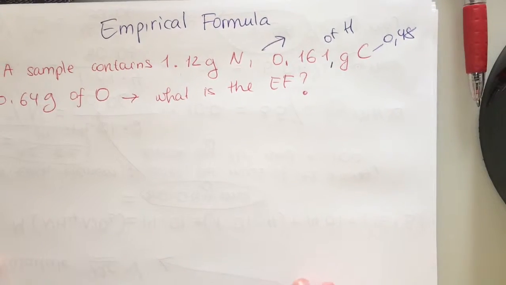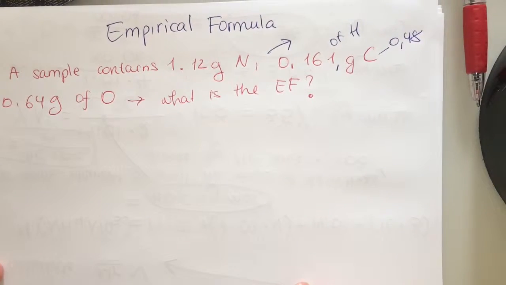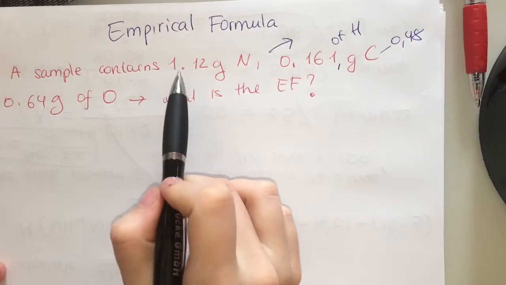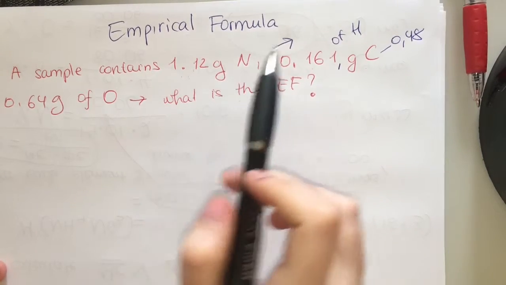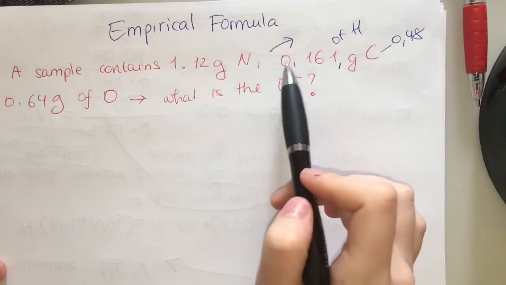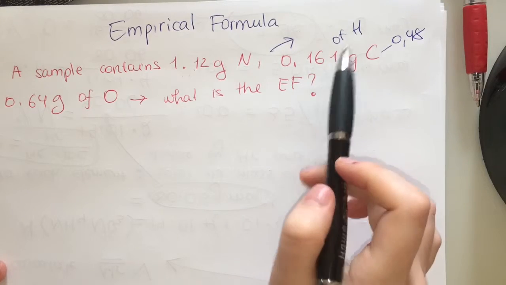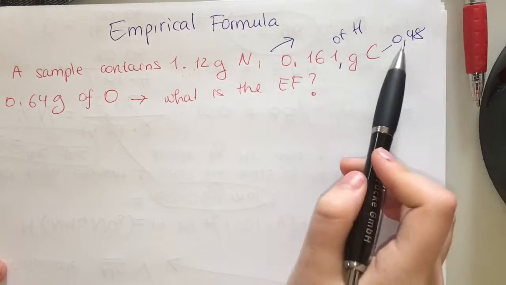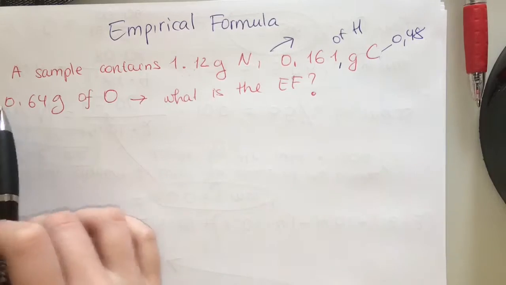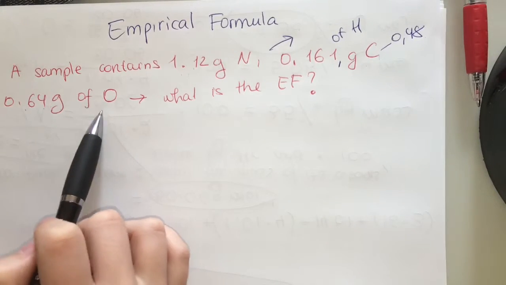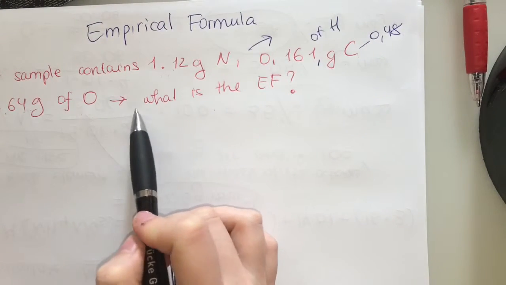How to find the empirical formula. Okay, so let's consider the question. A sample contains 1.1 gram of nitrogen. Then I made a small mistake here, but it's actually 0.161 grams of hydrogen, then 0.48 grams of carbon, and 0.64 grams of oxygen. And then they ask you, what is the empirical formula?